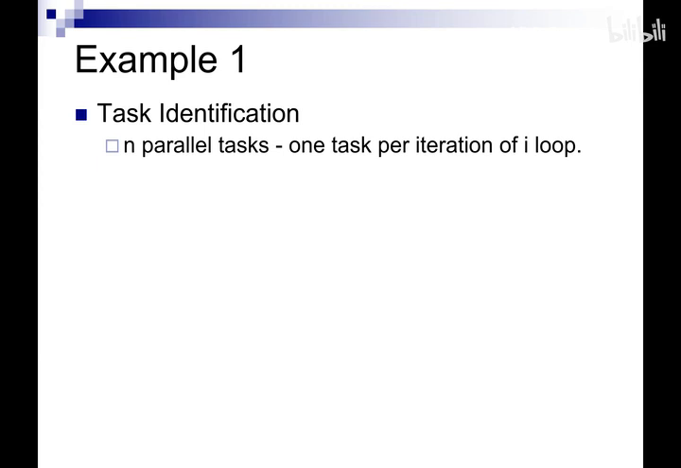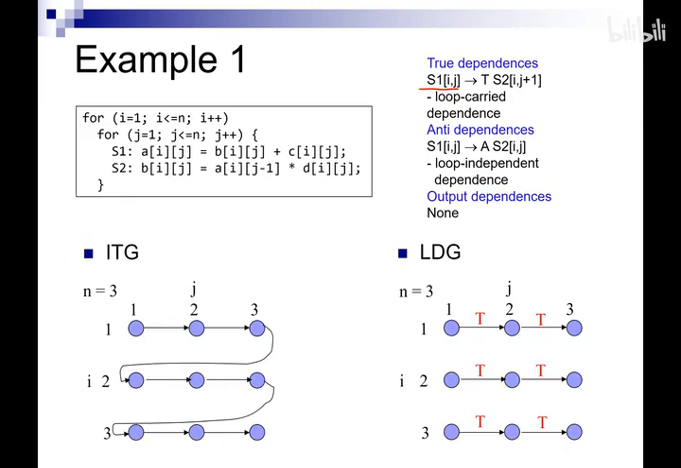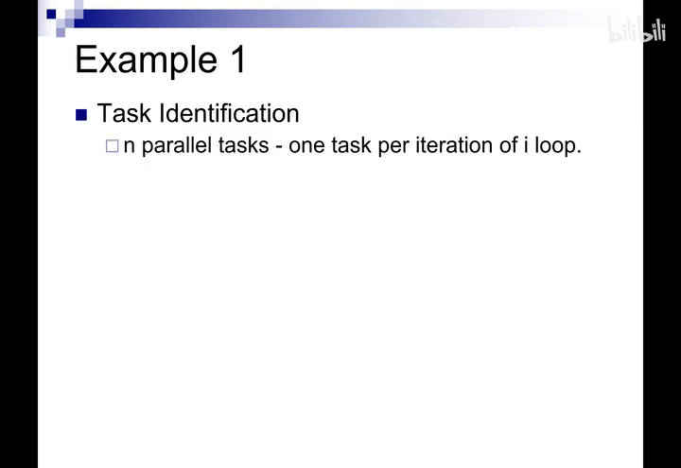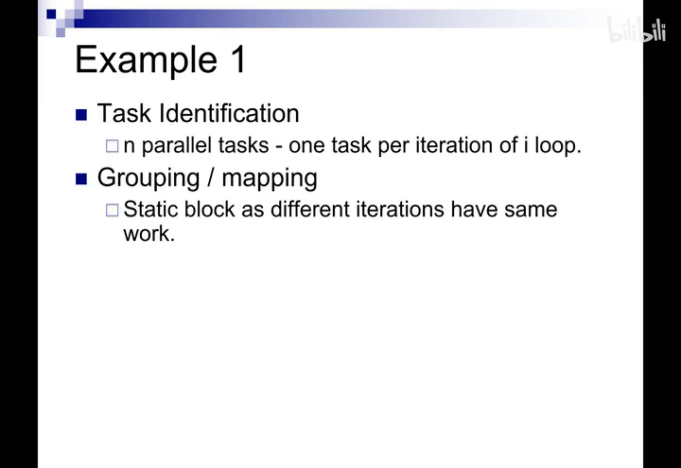Since we want the tasks to be independent, what we see is that for each I, we have an independent task. So that's what we're going to do. We're going to create n parallel tasks, one for each I.